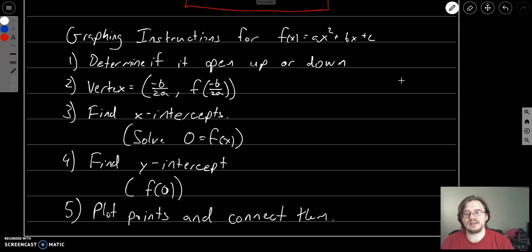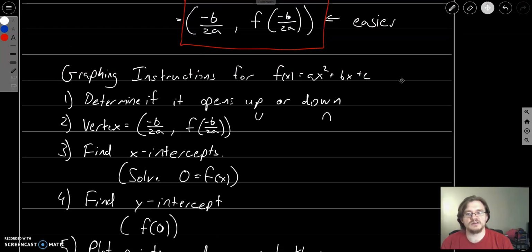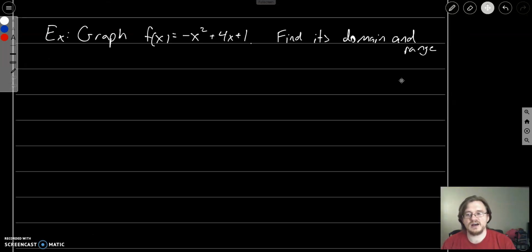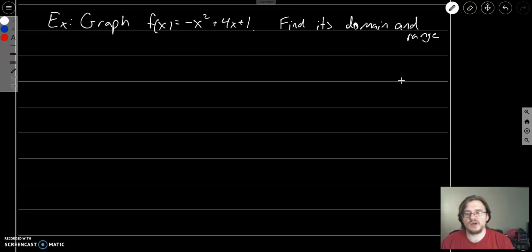You look to see if it opens up or down. If a is positive, we open up. If a is negative, we open down. We find the vertex, which we will simply have to use our new formula, negative b over 2a, and what you get when you plug it into the function. We find the x-intercepts, we find the y-intercepts, we plot the points and connect them. This is exactly the same method for the other form. We've just got to do a little bit more work to find the vertex. So let's do that here. We'll graph this function and then we'll find its domain and range.